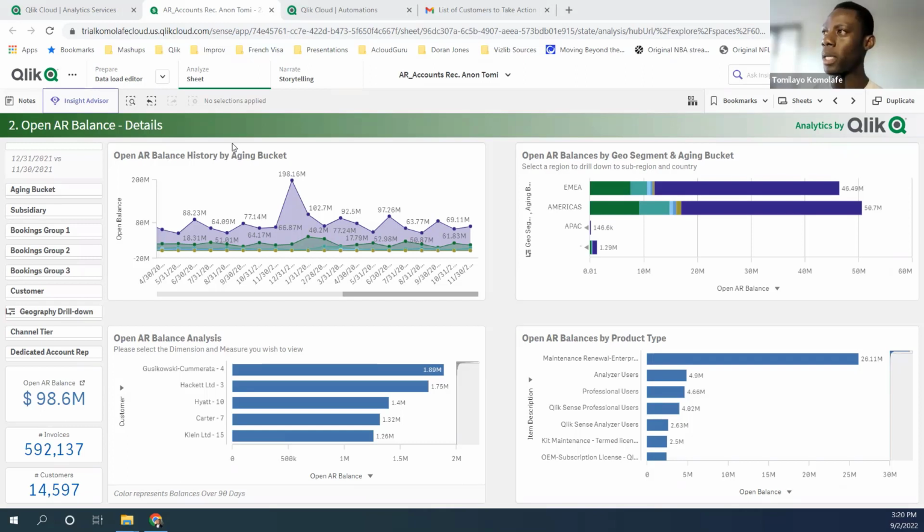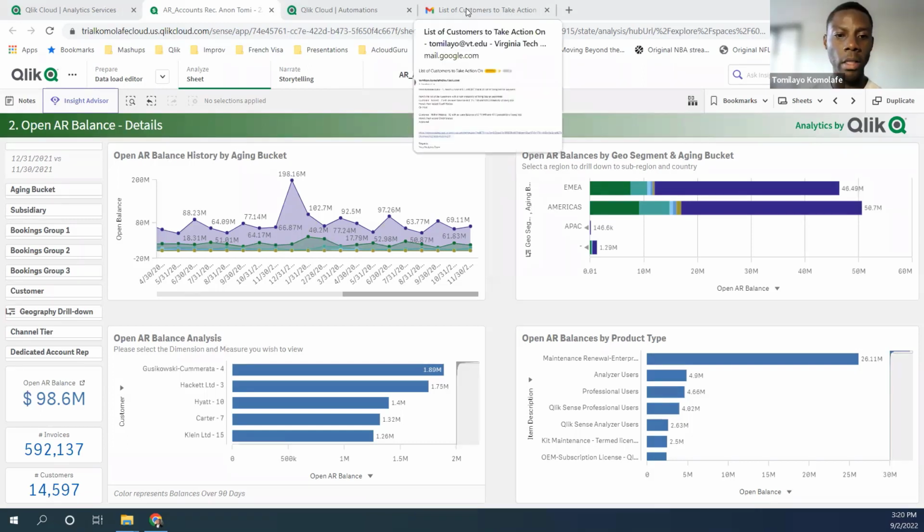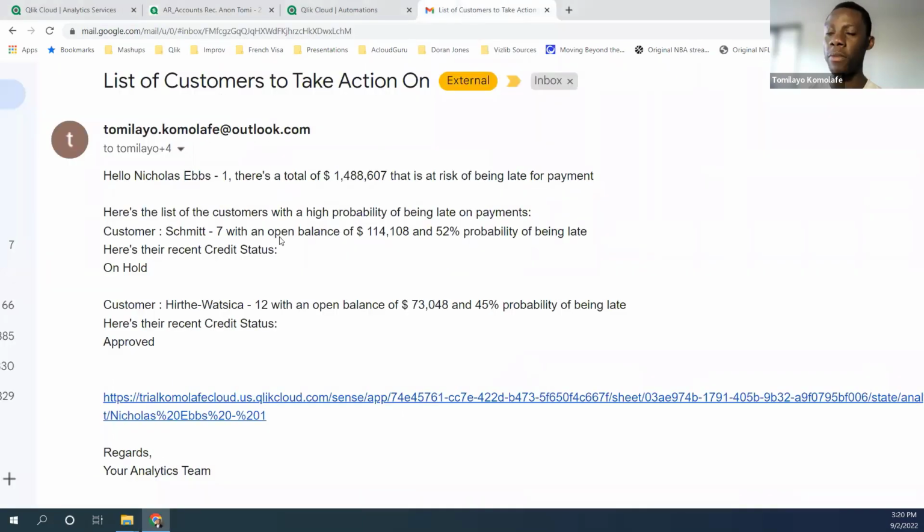In this world, the respective accountant is going to start his day receiving an email specific to him. This accountant here, his name is Nicholas Ebbs. We're going to call him Nick. Nicholas receives an email specific to him. In this email, which is generated automatically, this is an email every accountant in the finance team receives. They get a list of customers they need to attend to based on certain criteria thresholds that are set.